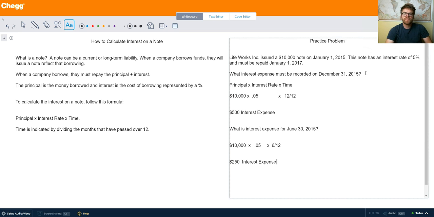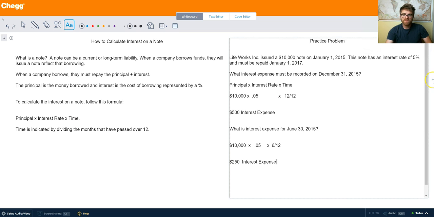Not too bad. Once again, you must use that formula, which will help you out here. Always keep track of the time from when you got the note originally to the date you got to record that interest. It's very important you keep track of the time. So of that formula over here, the time I'd say is the most important.